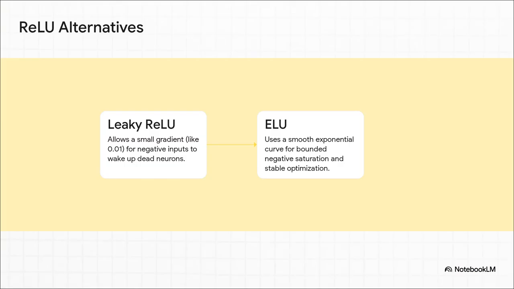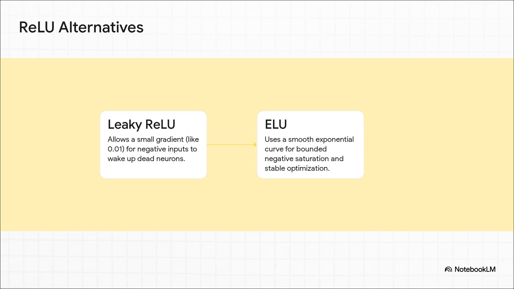Once engineers diagnosed this specific failure mode, they went right back to the drawing board to design highly specific mathematical patches to keep these neurons alive. And that gives us our 2 main fixes. Leaky ReLU takes the direct approach. Instead of a hard flat 0 for negative inputs, it allows a tiny trickle of a gradient, usually around 0.01. It's just enough of a signal to let dead neurons slowly wake up and rejoin the learning process.